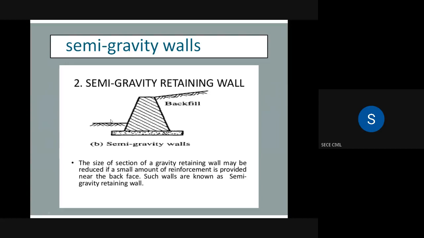So, semi-gravity wall. The size of section of a gravity retaining wall may be reduced if a small amount of reinforcement is provided near the base. Such walls are known as semi-gravity retaining walls. So we can reduce the height of the retaining wall by providing a small amount of reinforcement. These types of gravity walls also come under the semi-gravity retaining walls.